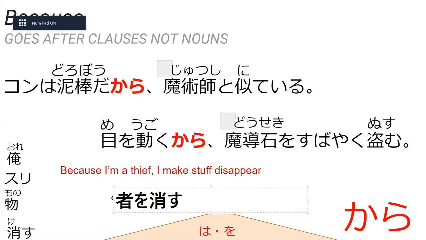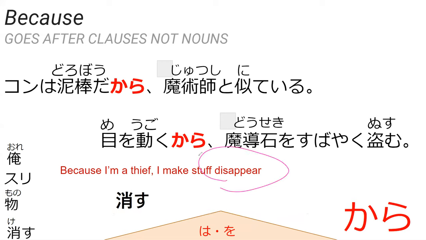I make stuff disappear. Kesu means to make something disappear. It also means to make something be erased. So erasing something and making something disappear is the same word in Japanese. So you could theoretically, if you wanted to say I'm going to kill somebody, use kesu in that kind of context metaphorically to make them disappear.